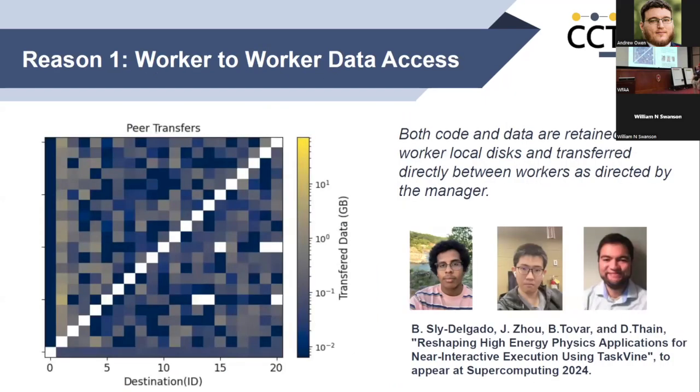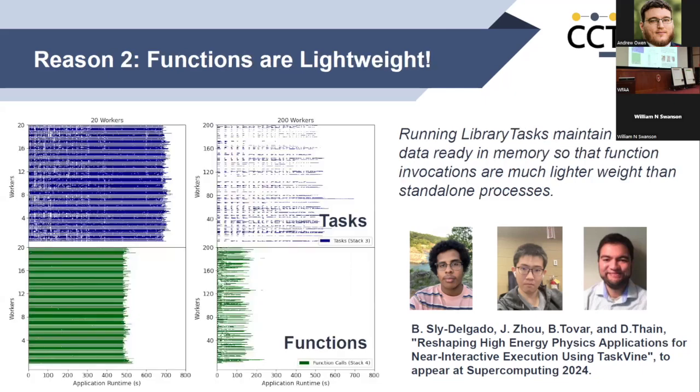All right, so how did it get better? Well, one reason behind it getting better is that we have data transfer between all the workers. And so this heat map here shows all the different transfers between all the workers in a particular run. But the real killer was moving from tasks to functions.